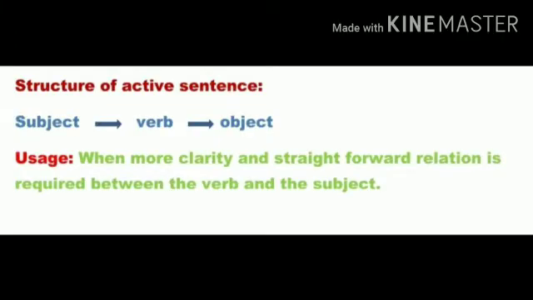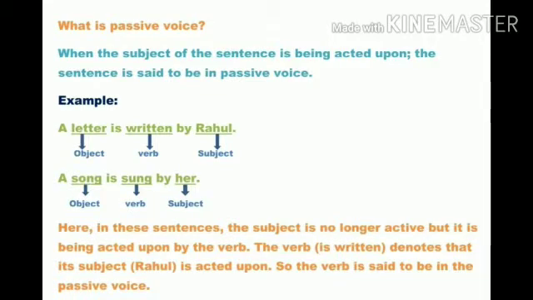Active voice is considered to be the normal form of sentence. Active voice generally follows the pattern like this: subject, the doer of the action, plus the verb, plus the object, the receiver of the action. Subject plus verb plus object. Now let's learn the uses of active voice. When more clarity or straightforward relation is required between the verb and the subject, we are going to use the active voice.